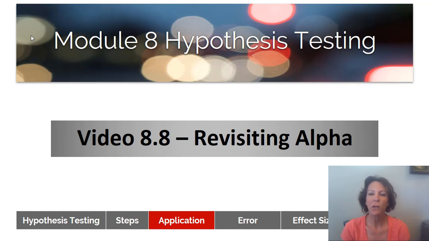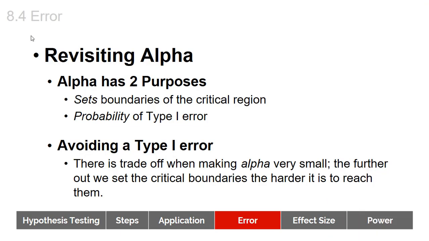In this video, we're going to revisit alpha, that preset level that we determined before we do a study. And we're going to talk about how alpha is related to type 1 error. So in revisiting alpha, alpha has two purposes. It sets the boundary for our critical region. It tells us what are the low probability areas in the normal curve. And it tells us the probability that we are making a type 1 error.